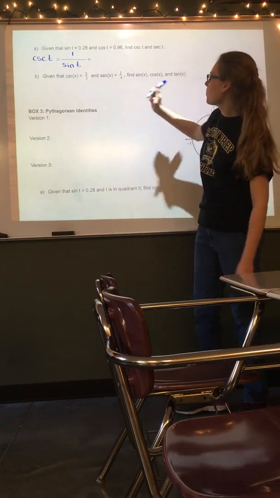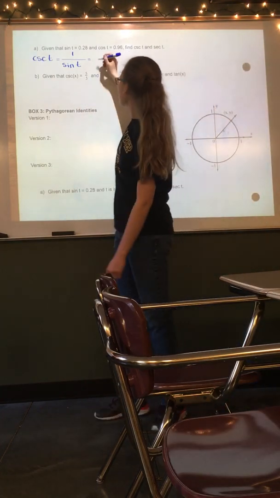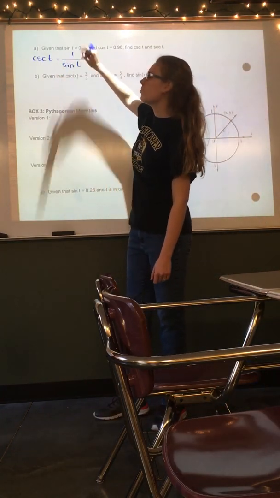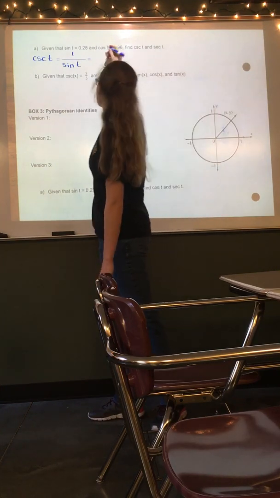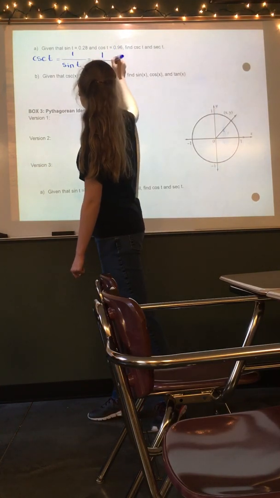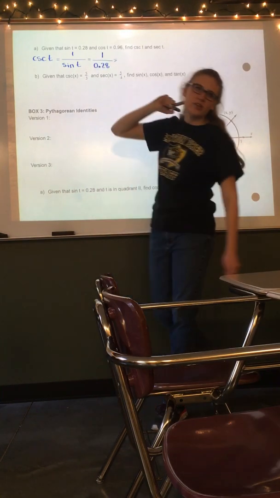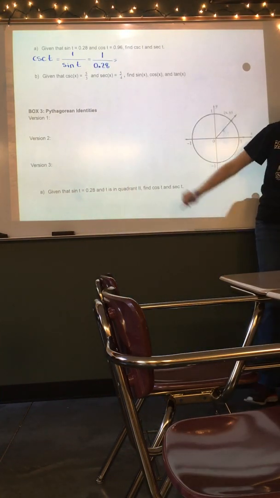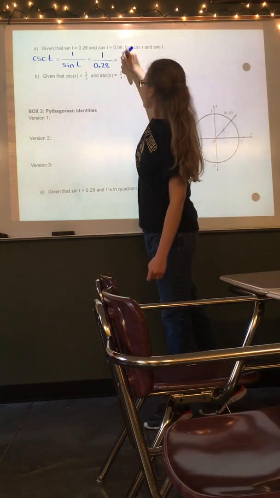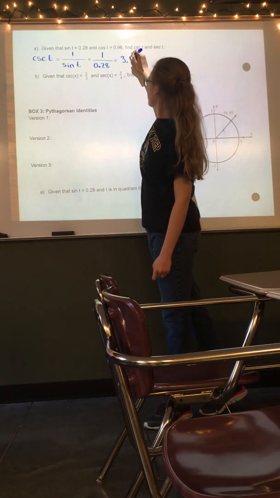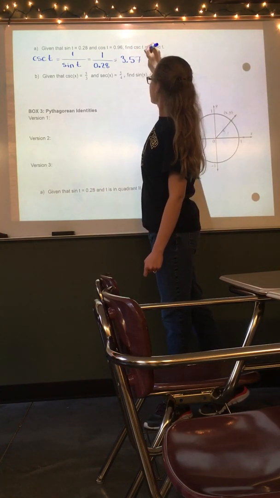Thank you. So cosecant is 1 over sine. We know that sine is 0.28. So 1 divided by sine is 1 divided by 0.28. Plug that in, what do you get? 3.57. Great.